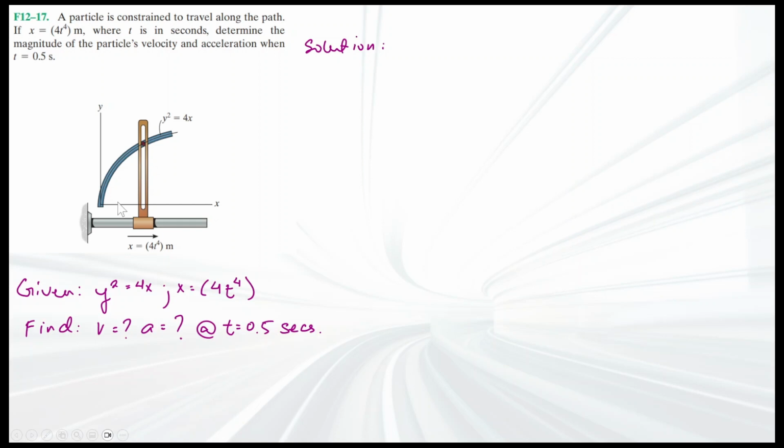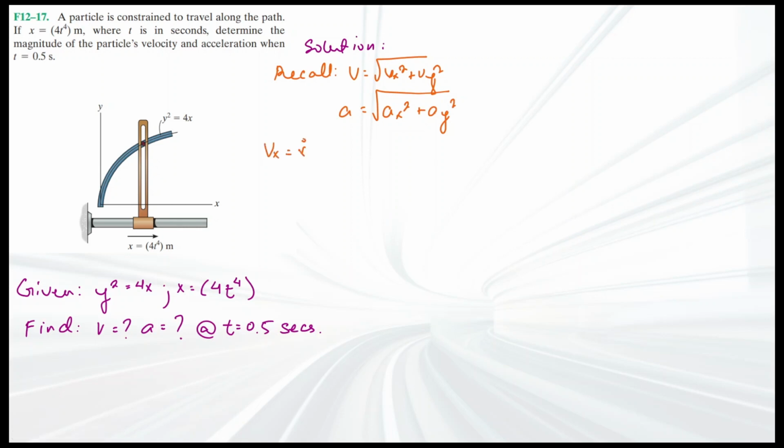Again, remember, to get the magnitude using its components, all we have to do is get the square root of the sums of the squares of its respective x and y components. So in this case, v equals the square root of vx squared plus vy squared. The same goes for the magnitude of acceleration. And if you really want to write down your equation, there's no problem with that.